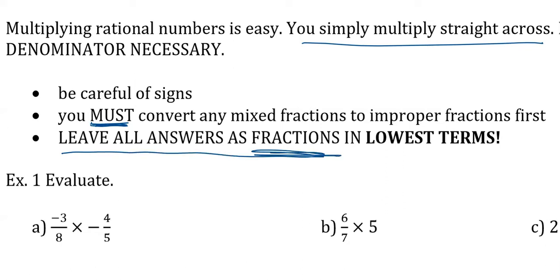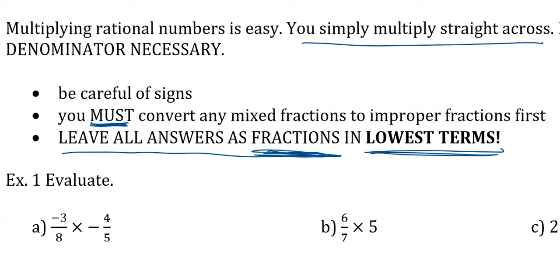Usually, the test or question or the homework or learning goal will say put all answers in lowest terms, but even if it doesn't, you have to. We always, as a habit, put our answers in lowest terms. Does that make sense?